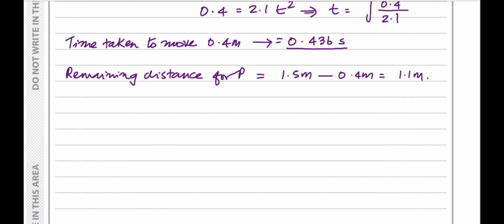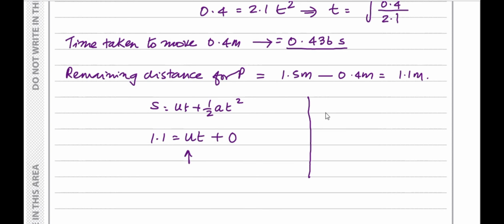The second part of the journey is also under constant acceleration, which is zero acceleration. Therefore, we could write s equals ut plus half at squared for this leg of the journey as well. That means we will write 1.1 equals ut plus 0 because acceleration is 0. But we need to find out u here, then we can solve for t. So how to find out the u?